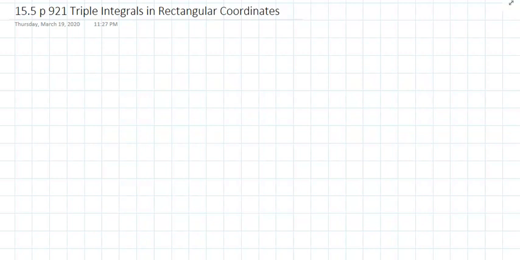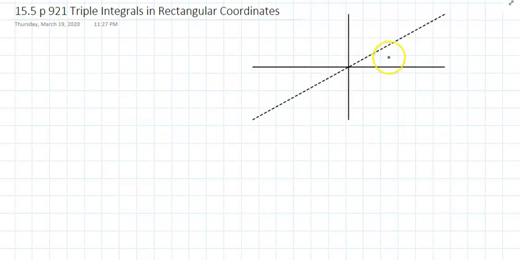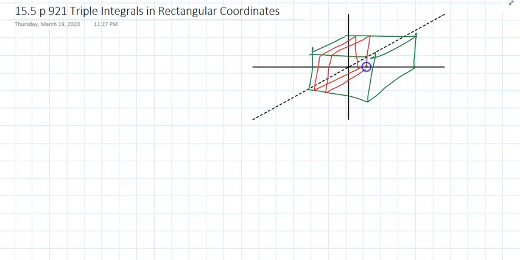Section 15.5 talks about triple integrals in rectangular coordinates, and it's identical to what we just did in area. Now, if I look at a rectangular box, I will break this. And the list goes on.